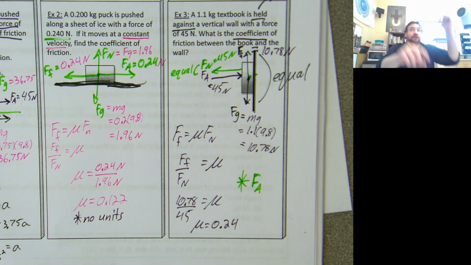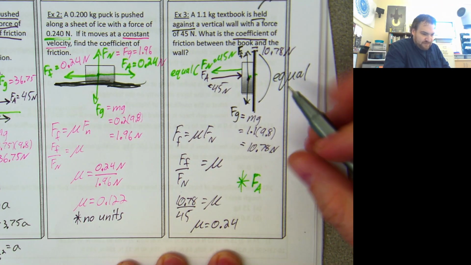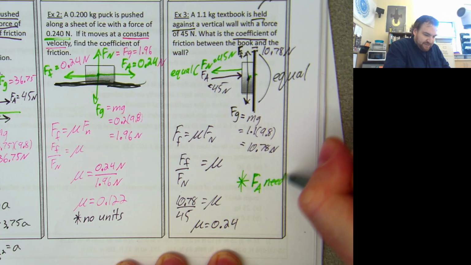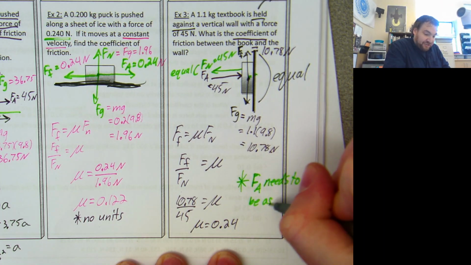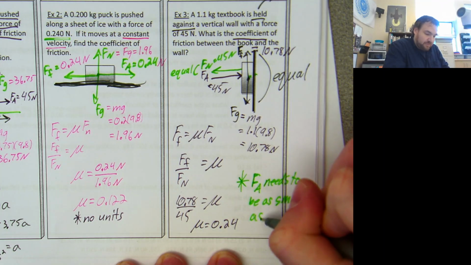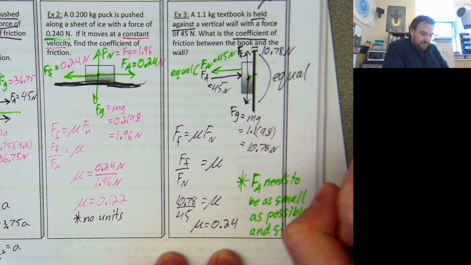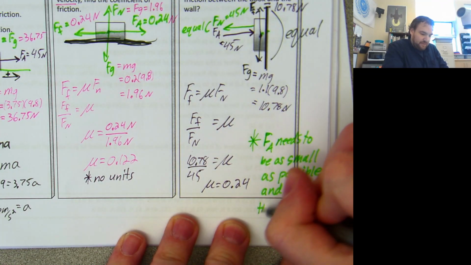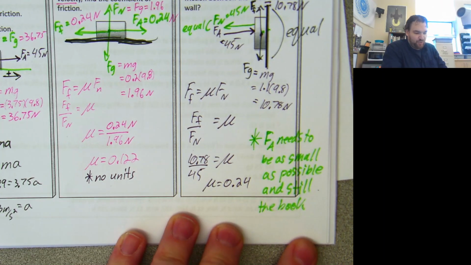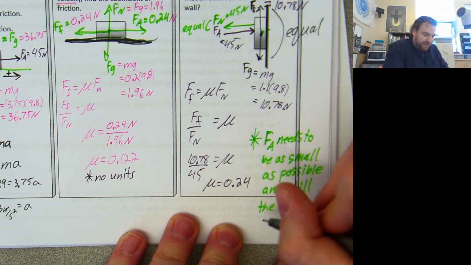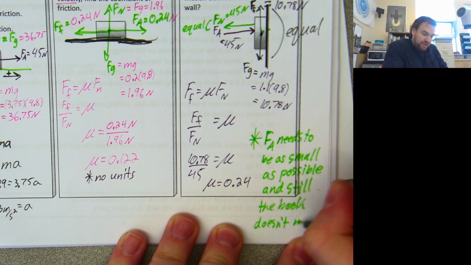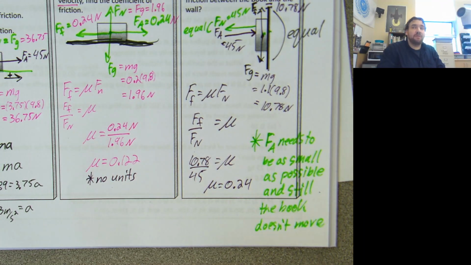So I just want to make that clear here. Fa needs to be as small as possible and still hold the book, I could have said this probably shorter, but here we are, and still the book doesn't move. There is a minimum value for that force. At that point, you're going to get an accurate representation for the coefficient of friction. If you push too hard, you're not going to get an accurate representation. You don't push hard enough, the thing's going to slide down the wall.